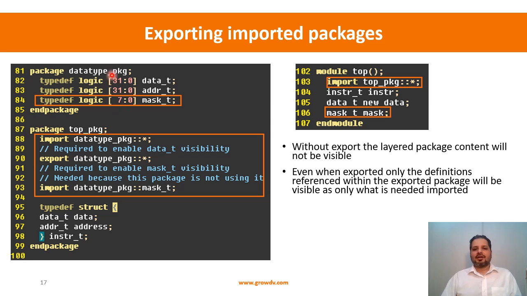Okay, so whatever is the content of the data type package, it will be visible within the top package, and this guy can use it. But if you want to use the content of this data type package externally through the top package, then you have the problem. So this guy mask_t will not be visible. In order to solve this problem, if you want the imported packages within a package to be visible to the entity who is importing your top package, then you need to do the export of your imported package.